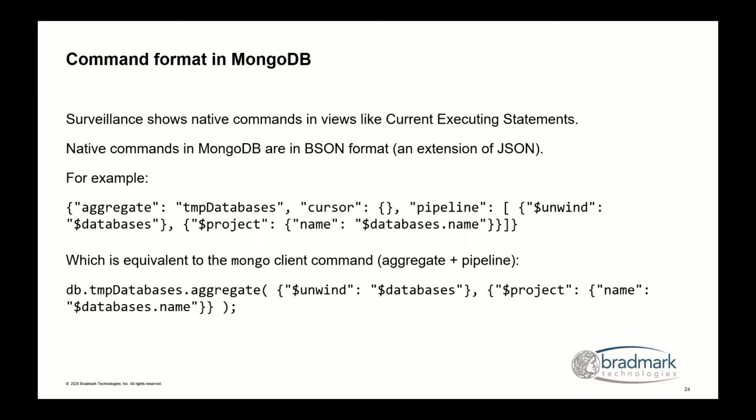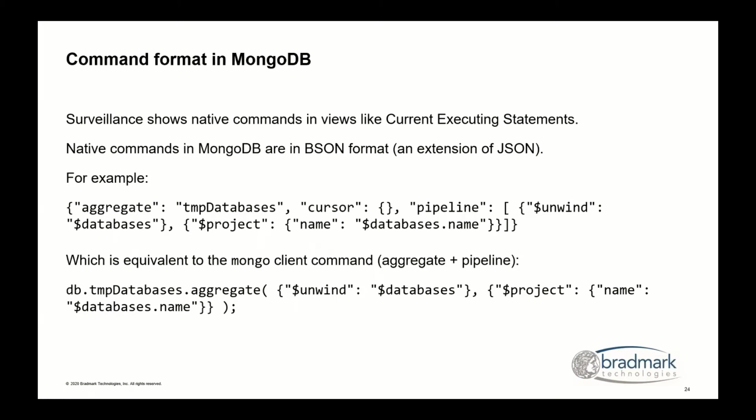You have aggregate, which is the name, and then the value. So you have this long command that's the native format for the command. But you may be more familiar with it in the Mongo client, for example. In the Mongo client, you see at the bottom what's in the top part. The top part is the native command, and then the bottom part you can see db.tempdatabases.aggregate, blah, blah, blah. That's the Mongo client command. So we're showing the native version of that, so it may not be what you might see in the Mongo client, but that's just because that's the way Mongo is processing it.